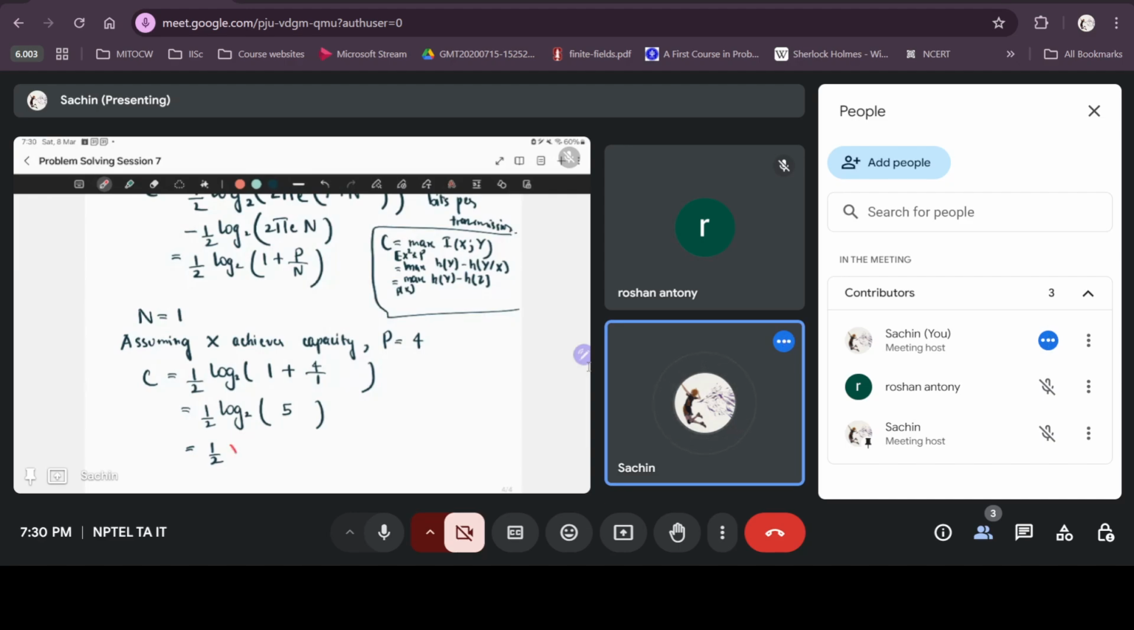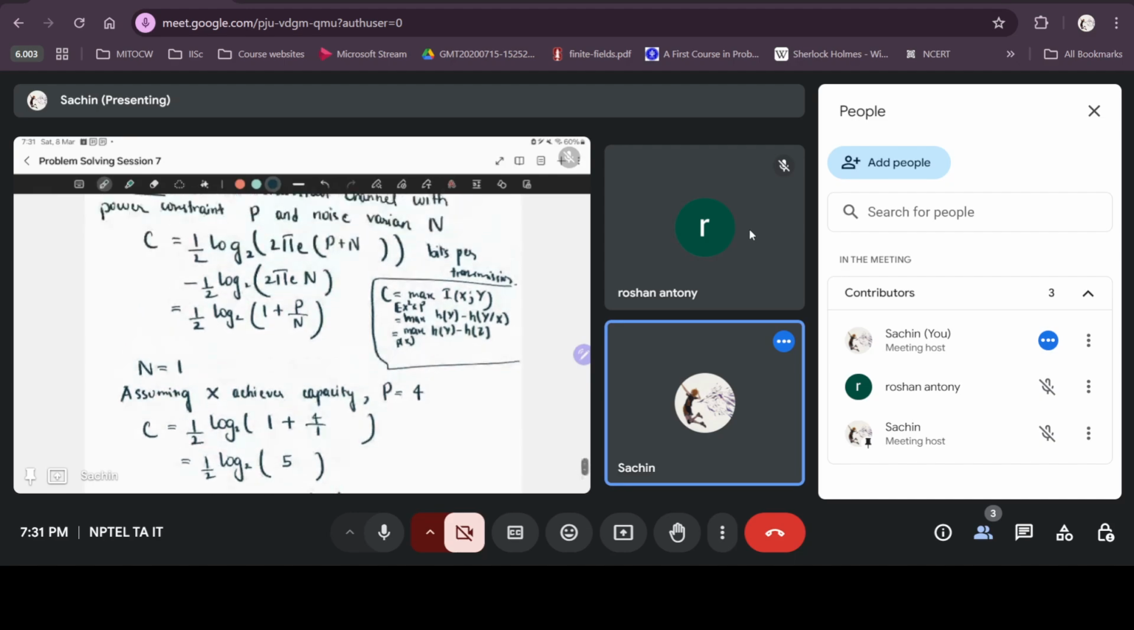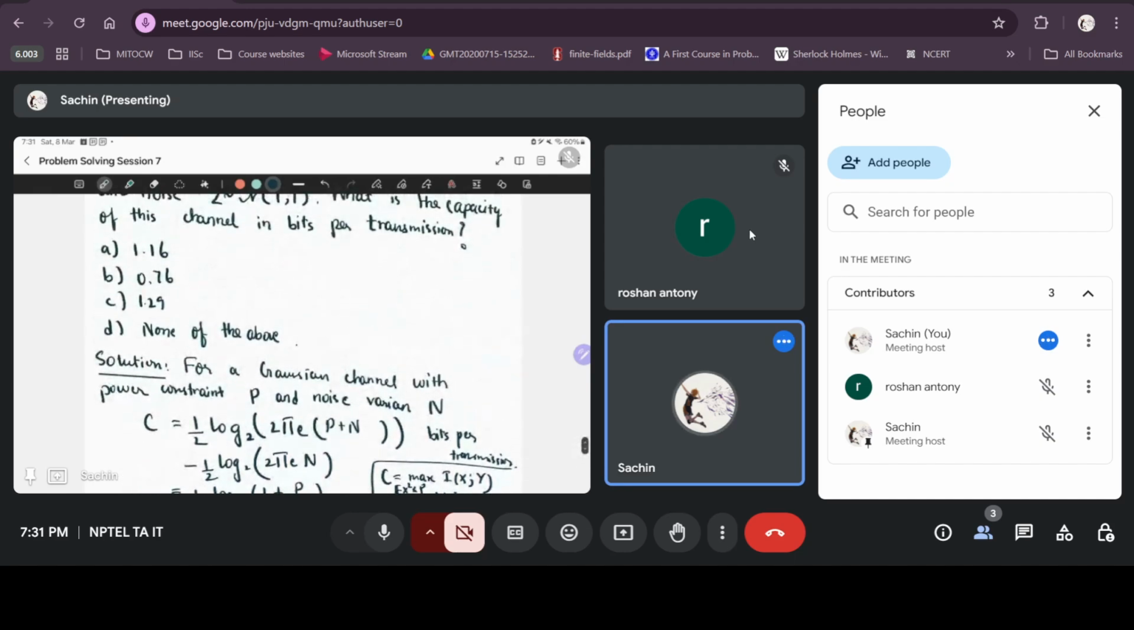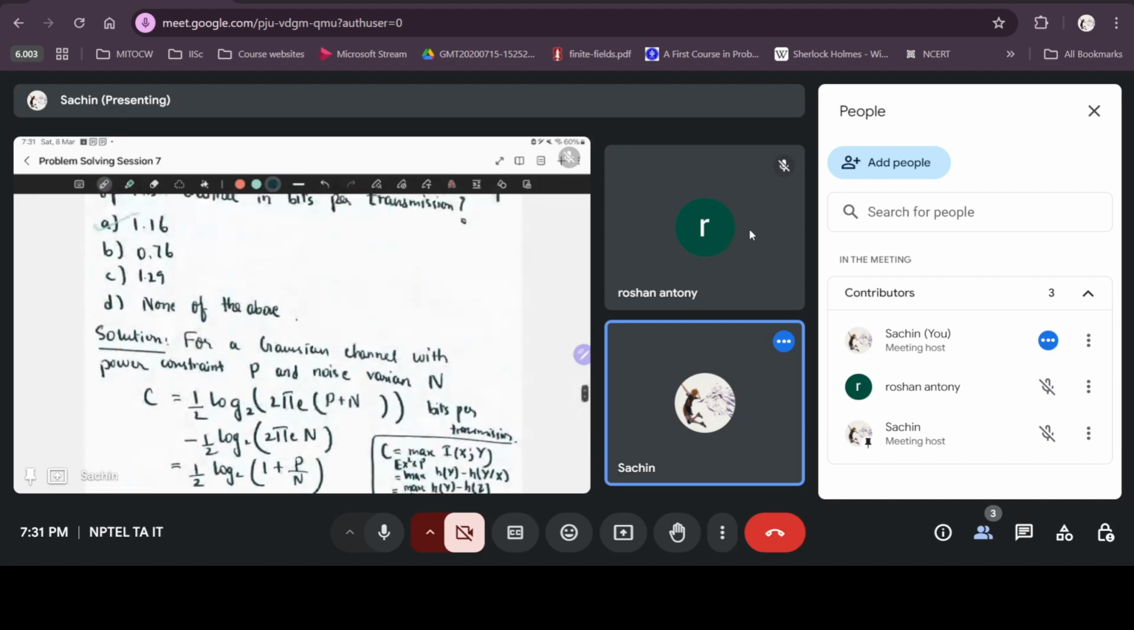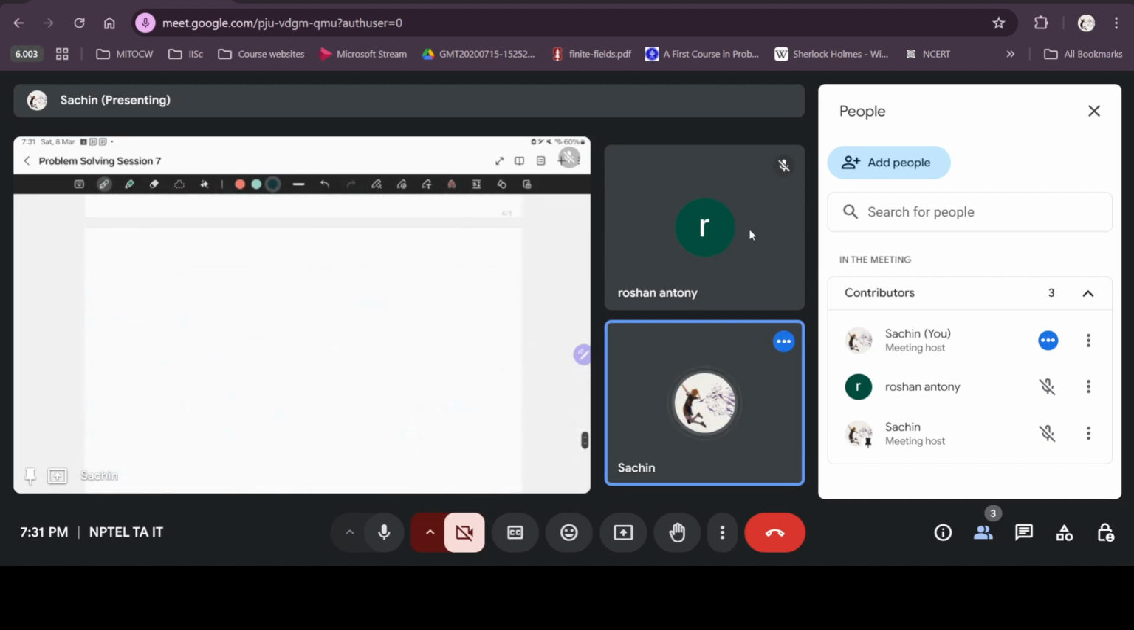It's 2.31, 2.32. So this is 1.16, which is option A. So that is the fourth question.